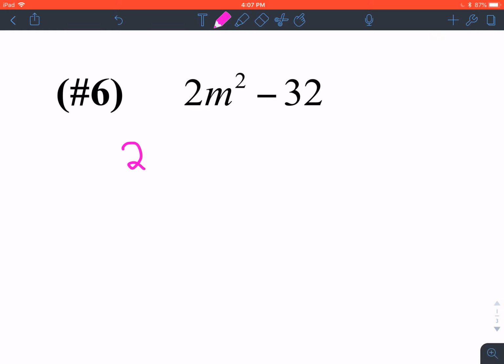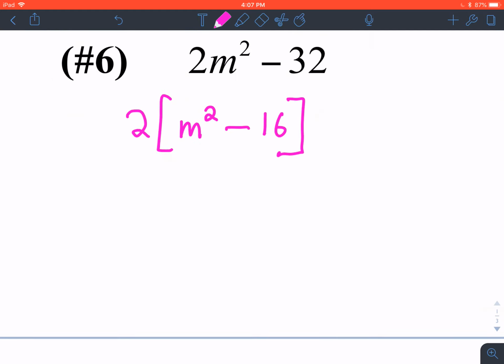If we pull out a 2, let's use our brackets here. We're just going to pull our GCF. And what's left when we divide by 2? What's 2m squared divided by 2? Well, it's going to be m squared. Nice. And then what's the negative 32 divided by 2? Ooh, it's negative 16. Now, is that a little bit nicer to work with? Are those both perfect squares? Yeah, they are. So now we're going to go back to our parentheses here.